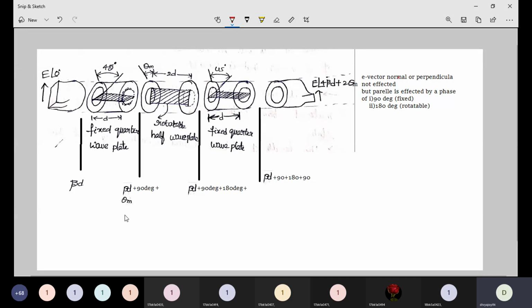So these two components, while they are passing on to this, will become four components, because beta d plus theta m can enter as a parallel one and as a perpendicular one. There are two components. From beta d plus theta m you will have two components. From beta d plus theta m plus 90 degrees, this entire combination can result in two components.